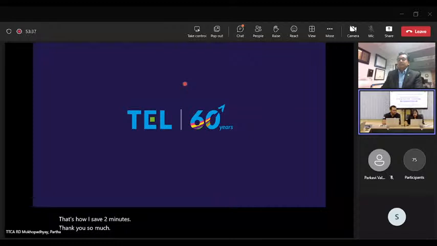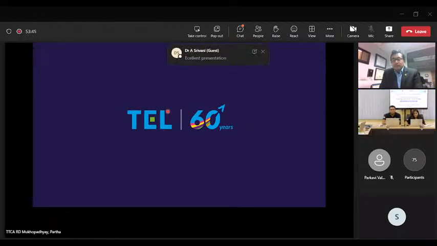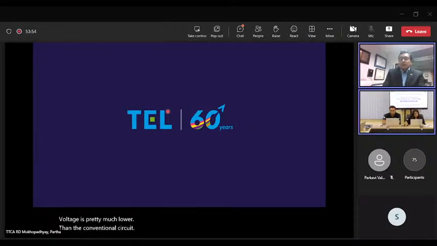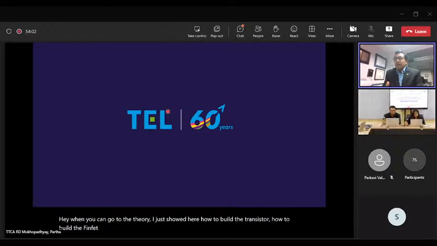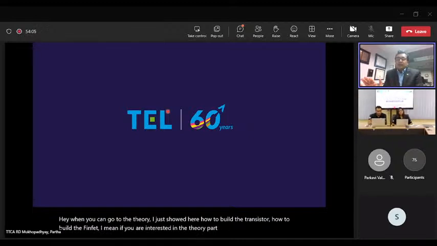Sir, there is one question from B. Suresh Kumar. He is asking how the threshold voltage for the FinFET transistor compares with conventional circuits. Yeah, the threshold voltage is pretty much lower than the conventional circuit. Yes. If you want to go into the theory, I just showed here how to build the transistor, how to build the FinFET. If you are interested in the theory part, you can always look it up. This is not the focus of this talk.